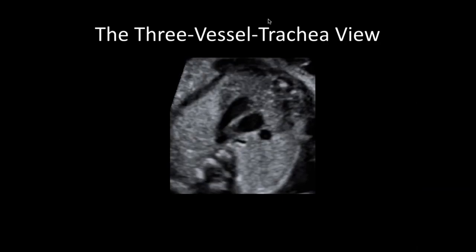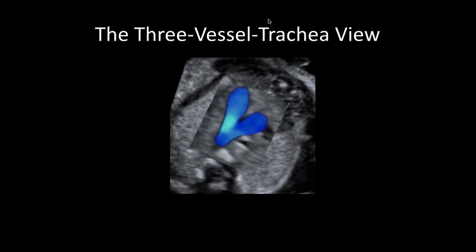So the three-vessel trachea view is a very important view that I'm going to take most of the time to discuss and describe to you. It is related to seeing the great vessels in their relationship as they come to the descending aorta. What you would see, and I will go through the anatomy in detail, is the pulmonary artery. So this is the anterior chest of the fetus. This is the spine right here, left side and right side.